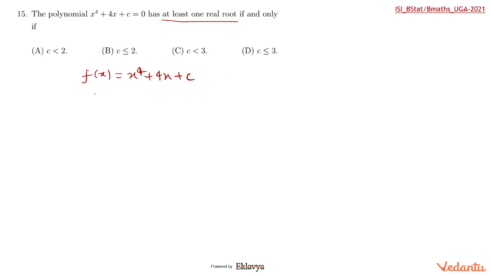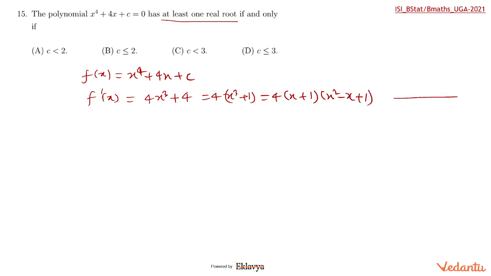Okay, so what is f dash x? Let's differentiate this. 4 times x cube plus 4, that is 4 times (x cube plus 1), and we can make two factors out of it. So there is only one real root, x equals minus 1. Here is the sign scheme for f dash x. So the graph of f(x), y equal to f(x), would be like decreasing then increasing. So this is a minima, x equal to minus 1, local minima.